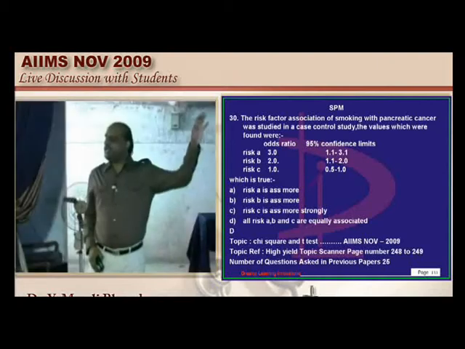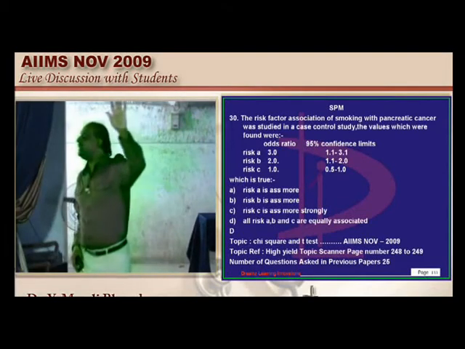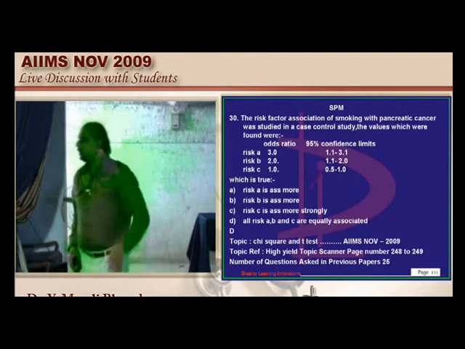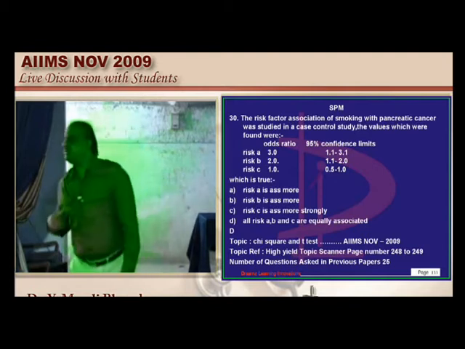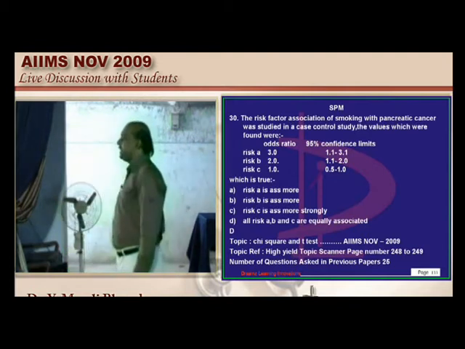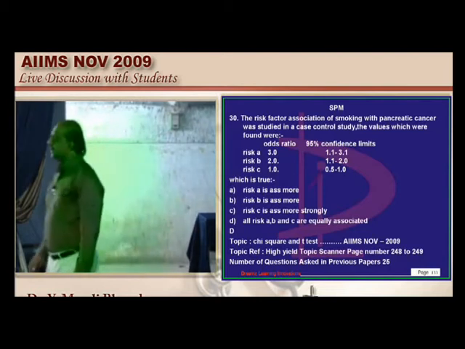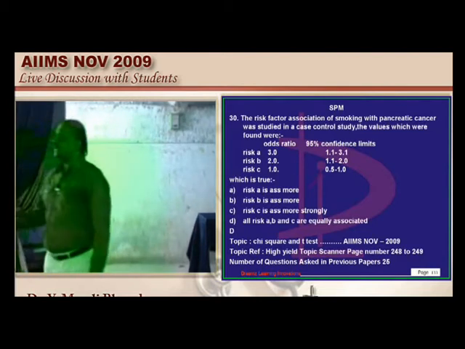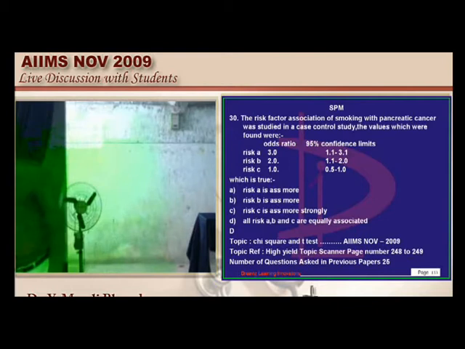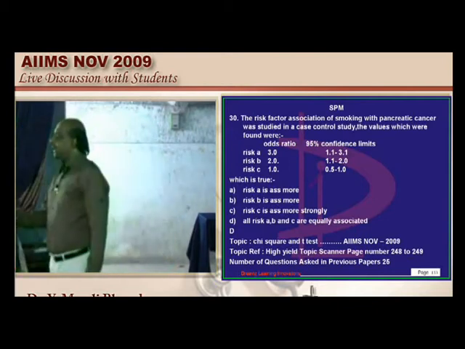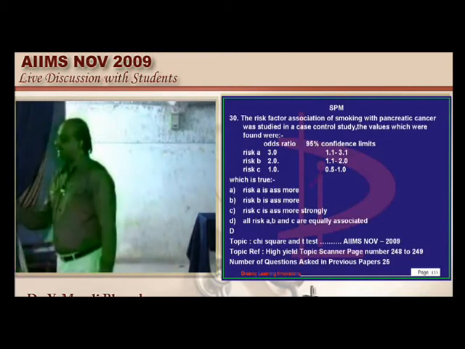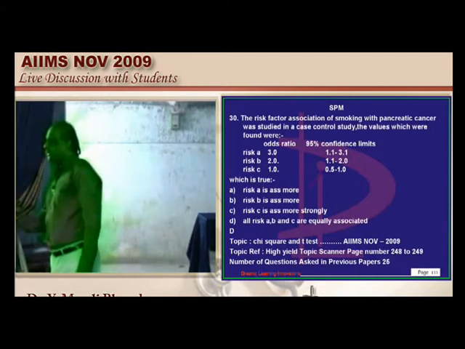Now the odds ratio was given, confidence limits are given. What does the odds ratio tell you? First of all, how do you calculate the odds ratio? With risk factor, how many have disease? Without risk factor, how many have disease? And based on that, you will calculate the risk ratio, relative risk.